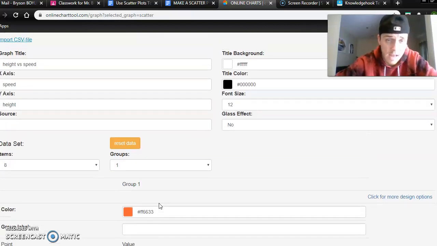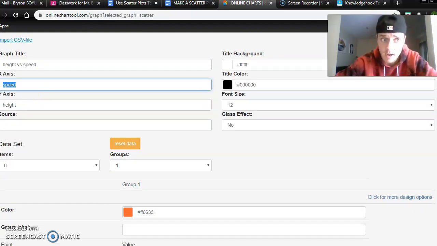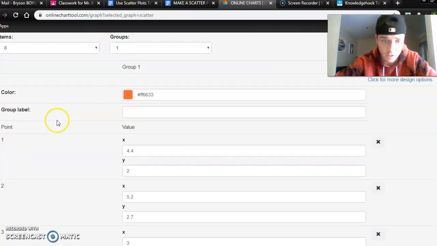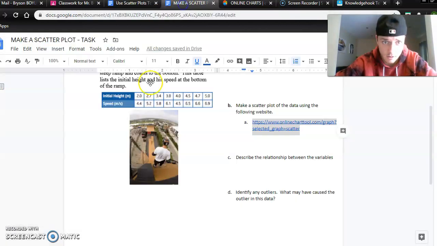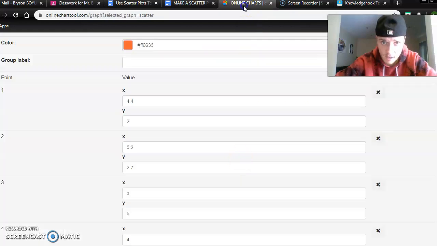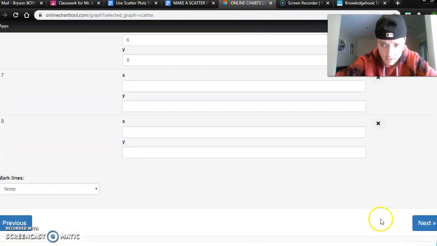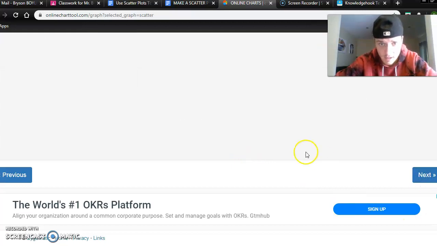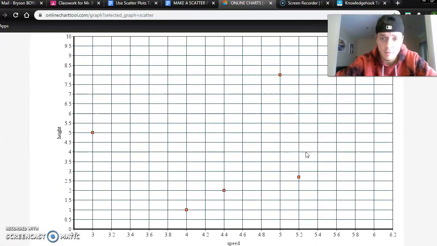Don't follow exactly how I did it, right? Speed might not be the x-axis. Height might not be the y-axis. I just did it random. It's for you to figure out which goes on which axis, right? Independent variable, x-axis, dependent variable, y-axis, whatever you think. Fill in the data points that match in this table right here. And when you have all your data points in, go down and hit next. Hit next again, and your scatter plot will be made for you.